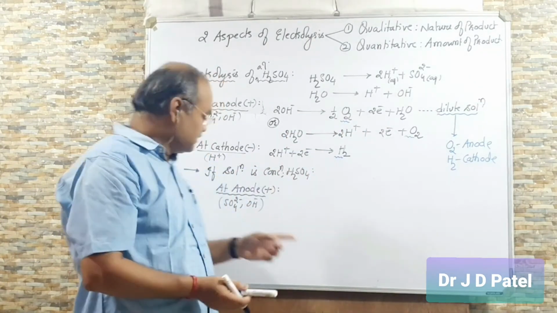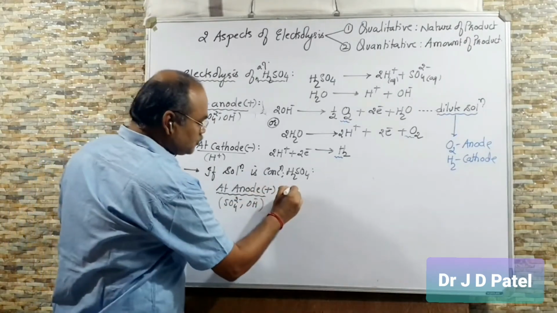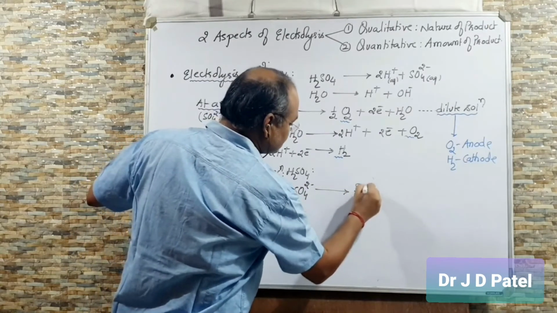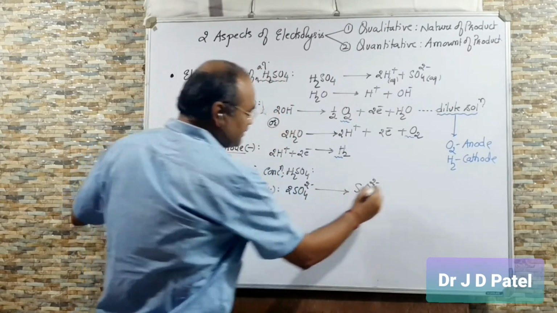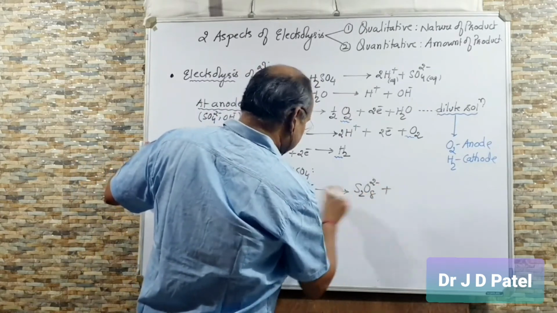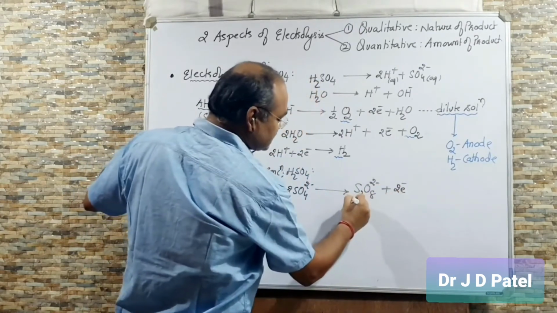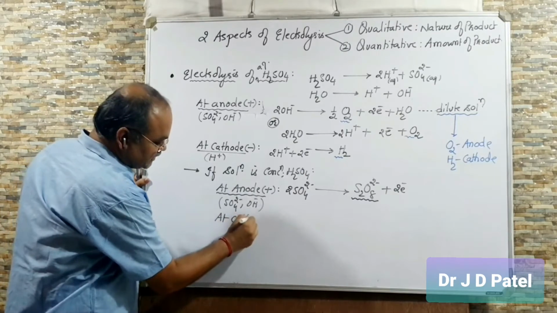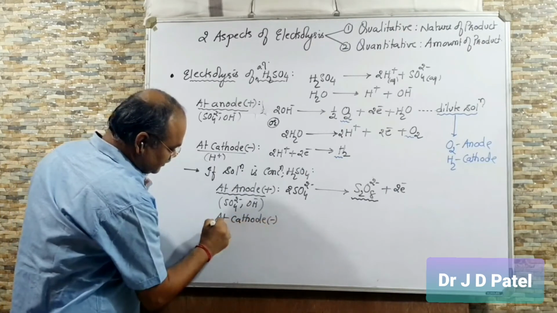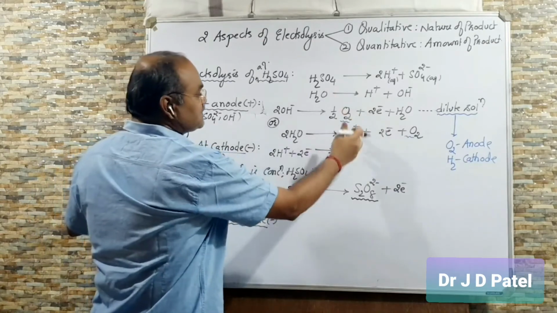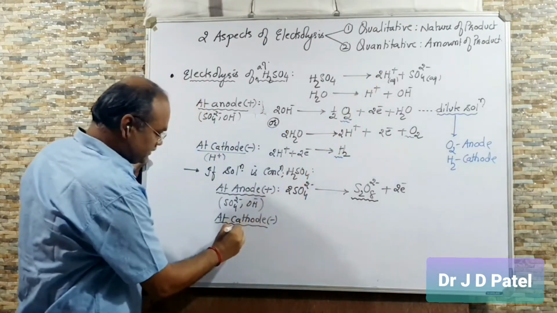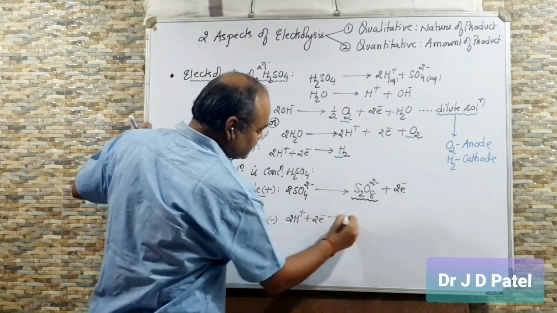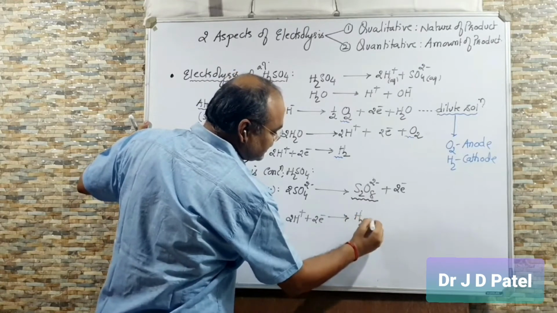But in concentrated solution, SO4 2 minus is more. So 2 times SO4 2 minus will give you S2O8 2 minus, per sulfate ion, disulfate, plus 2 electrons. So this is the product. And at cathode there is no problem, because at cathode you can see here both of them have H plus only. So 2H plus takes 2 electrons and gets deposited as H2 gas.